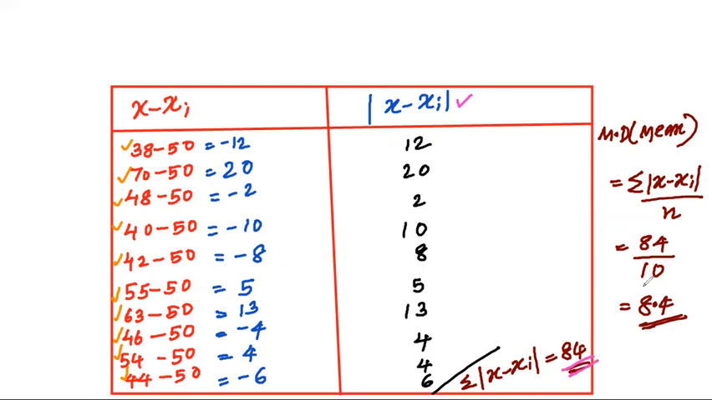After adding them, what are we getting? We are getting 84. So what was the formula which I told you? Mean deviation about the mean is given by the formula sigma mod xi minus x bar divided by n. Already we got the value sigma mod xi minus x bar is equal to 84, and the total number of observations given was 10. So 84 divided by 10, that is equal to 8.4.